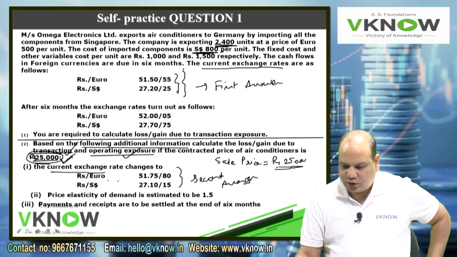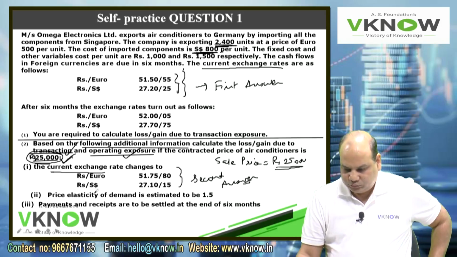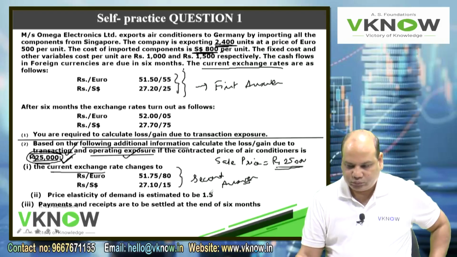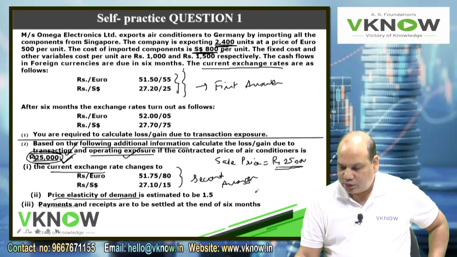Current exchange rates are given in rupees per euro and rupees per Singapore dollar. Price elasticity of demand is estimated to be 1.5. Now this is a new adjustment. Price elasticity of demand means if the price falls, demand goes up.